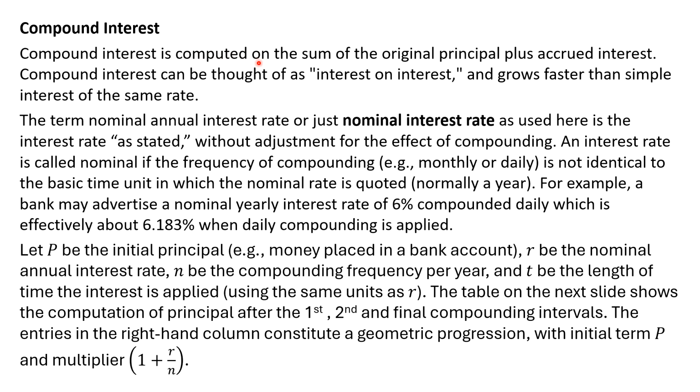So compound interest is computed on the sum of the original principal plus accrued interest. Compound interest can be thought of as interest on interest and grows faster than simple interest of the same rate. We have a term here, nominal annual interest rate, or just nominal interest rate, used here as the interest rate as stated without adjustments for the effect of compounding. An interest rate is called nominal if the frequency of compounding, for example monthly or daily, is not identical to the basic time unit in which the nominal rate is quoted, normally a year.